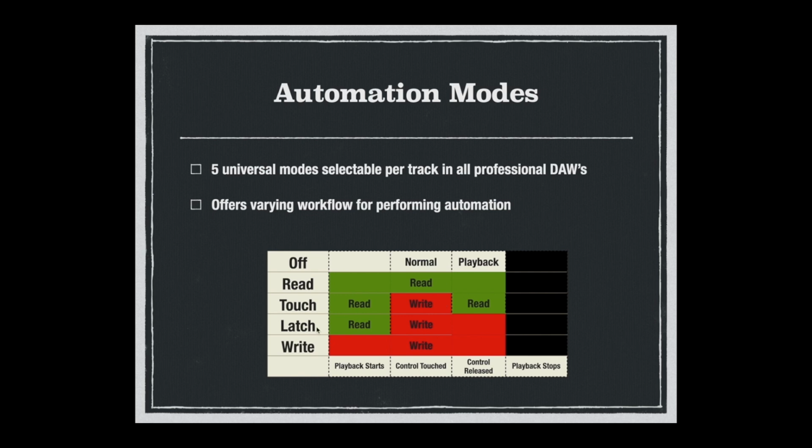Latch mode, similar to touch mode, except once we grab that control, it's in write mode, and when we let go, it's continuing to write in new automation. So if we're in latch mode, I want to adjust the level of something, I grab the fader, bring it up, and when I let go, it'll stay at whatever level I let go at. And it'll continue to write in that new automation volume until the playback stops.